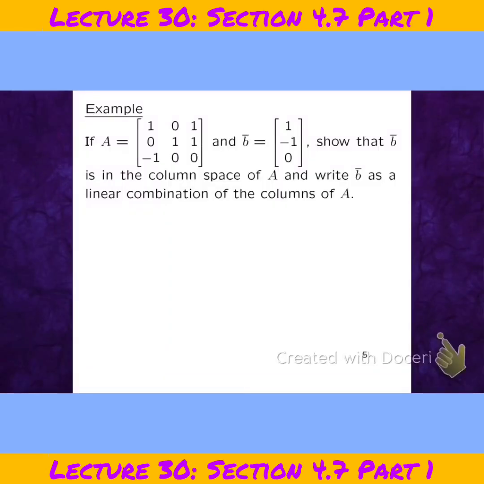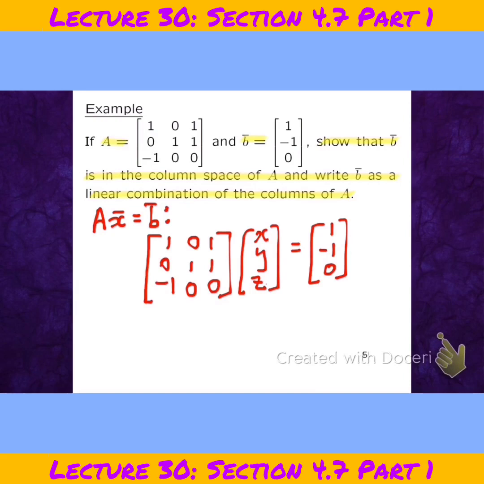Right, so the next example: here they ask us to show that, given A and the vector b, b is in the column space of A, and we are asked to write b as a linear combination of the columns of A. So all they're actually asking us is to look at the solution of the system Ax equals b. All right, so Ax equals b translates into my linear system that I need to solve, and that can easily be done.